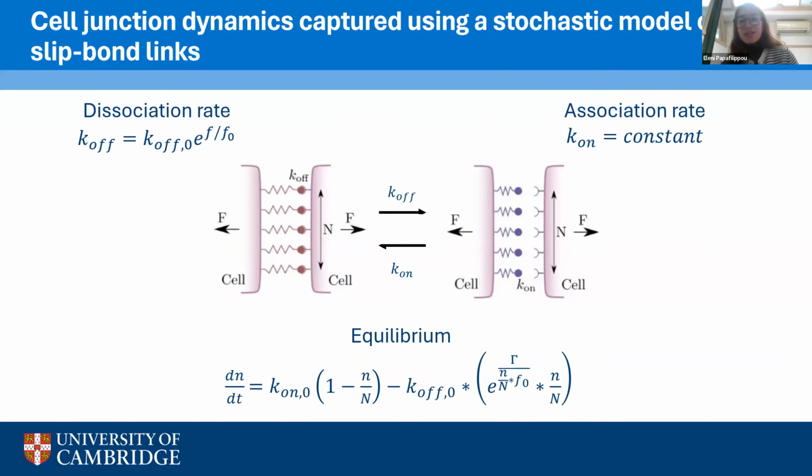So our investigation begins by examining the dynamics of cell junction rupture. This is the model I showed you before, and we said that the bonds can be in two states. They can all be connected, or they can all be open, or somewhere in between. Initially we observed that the links can associate with an association rate K on. This is constant, but they can also unbind at a rate K off.